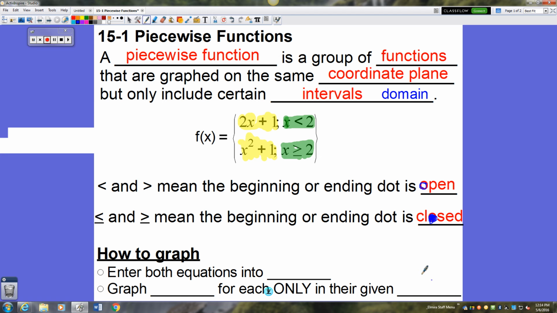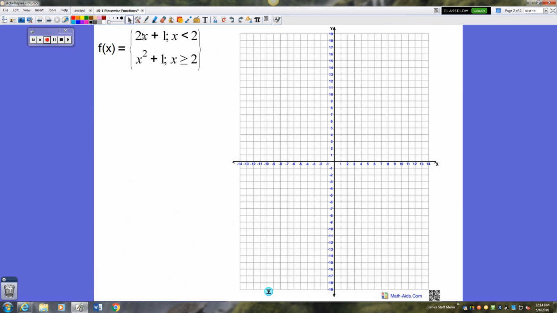Closed. How do you graph them? Well, you put them each into the y equals on your calculator, but then you're going to graph only the values that the interval tells you to. So again, we're going to use that word domain here, interval, domain. Okay, so let's do an example of this so that we know what we're talking about. These are the same 2 functions from the example in the front.